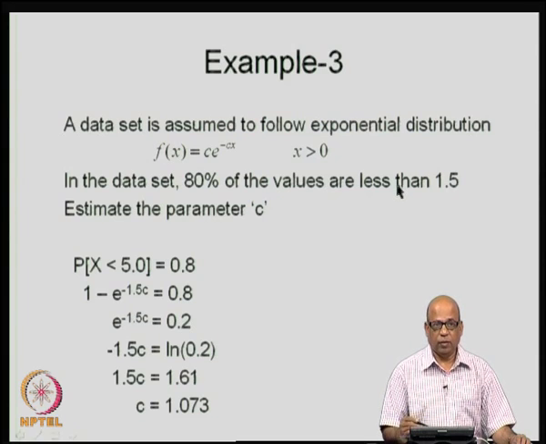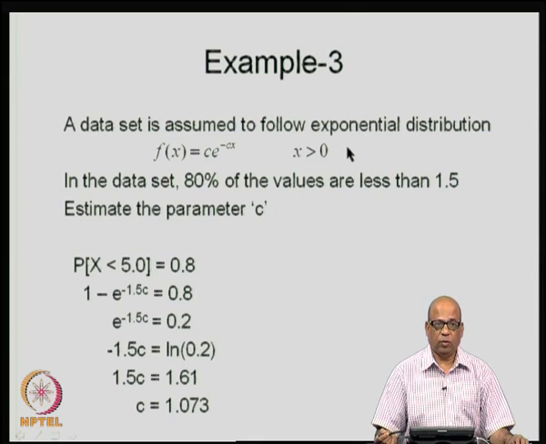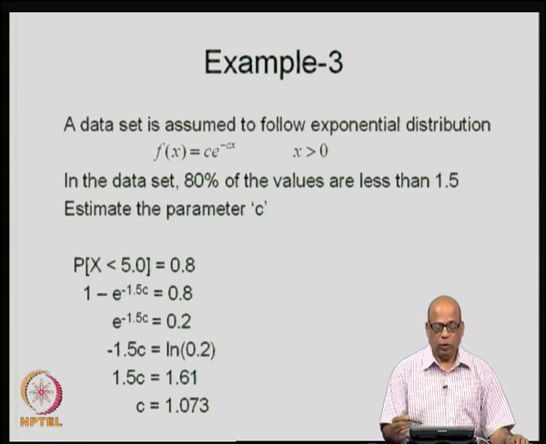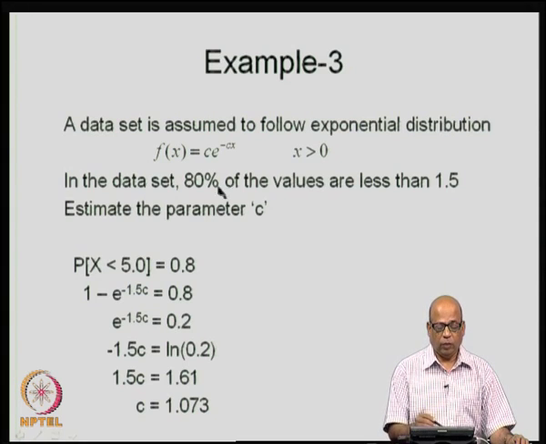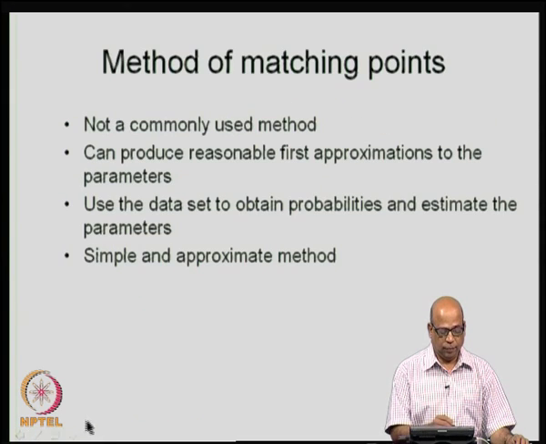Let us take an example here. A data set is assumed to follow the exponential distribution f of x equals c e to the power minus c x. Now, from the data set that is available with us, we see that 80% of the values are less than 1.5. So, we use this fact to estimate the parameter c. What is given is the probability of x being less than or equal to 1.5. This is written as 5 here, but it is actually 1.5.